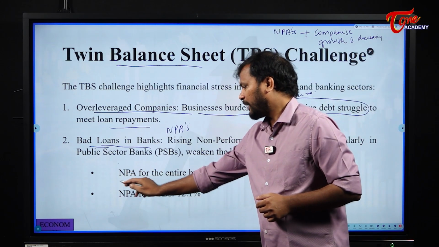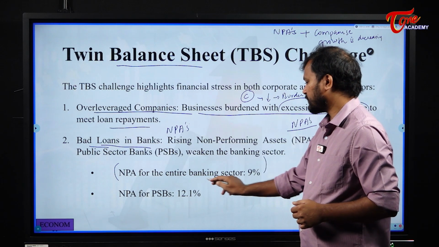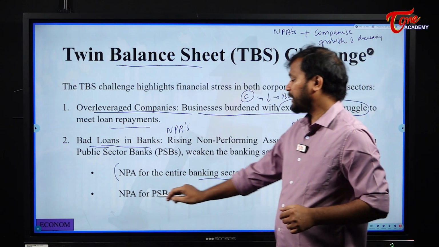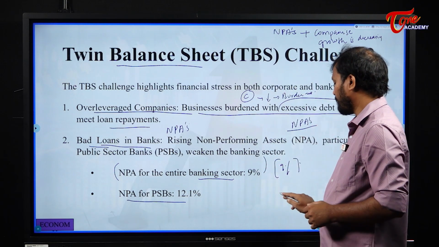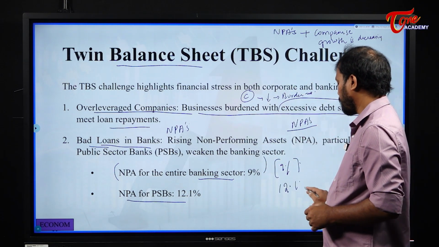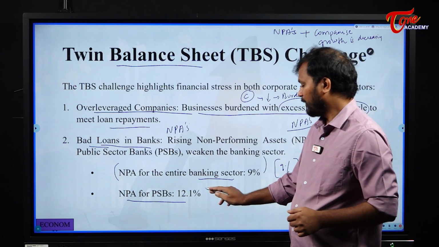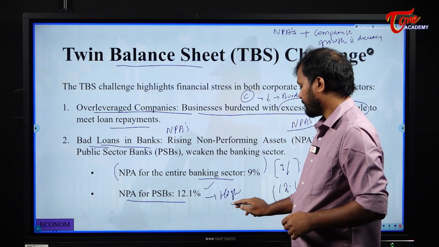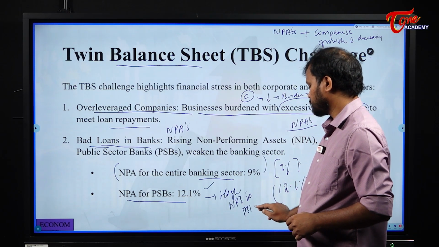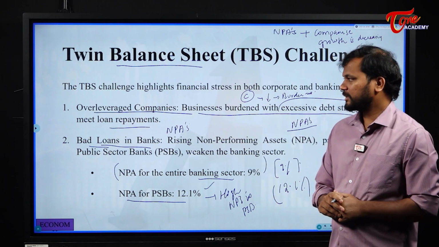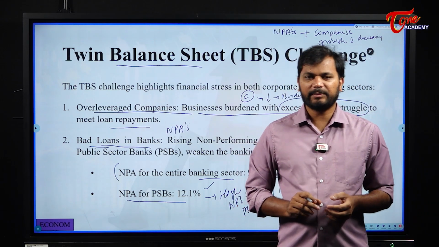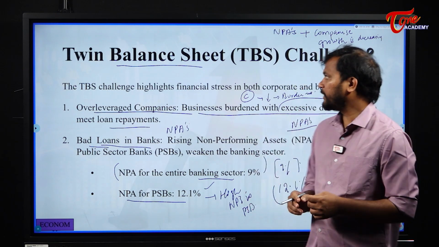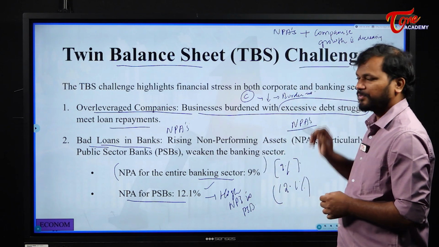Okay, now the NPA for the entire banking sector is around 9%. And the NPA for PSBs, the public sector banks, is 12.1%. You need to remember that there are high NPAs in public sector banks. Clear? So a direct question can be asked: what is the twin balance sheet problem, or the twin balance sheet challenge? Clear? Next.